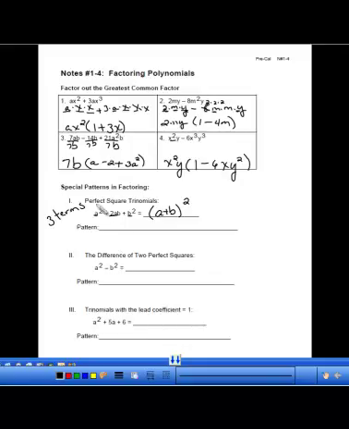Okay, here's the pattern. And my writing is not very good, so if you can't read my writing, listen to my words. The first and last terms are squares, are perfect squares.